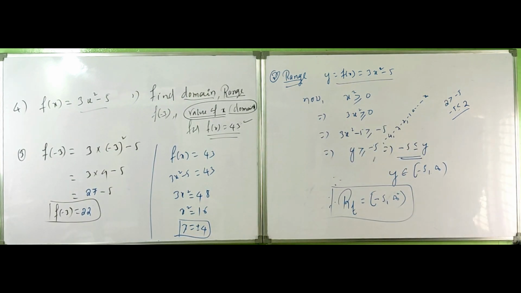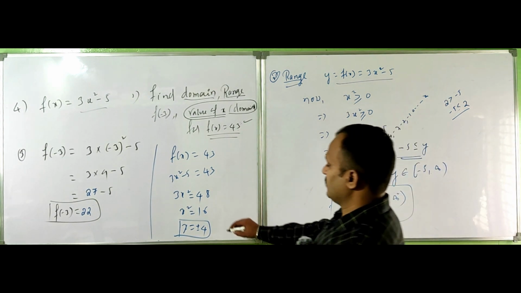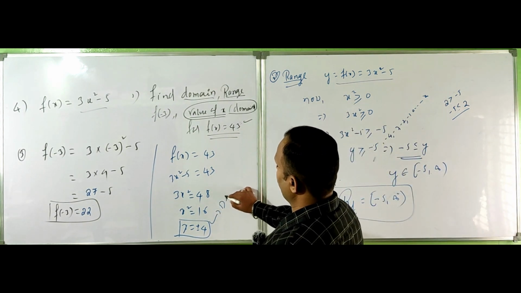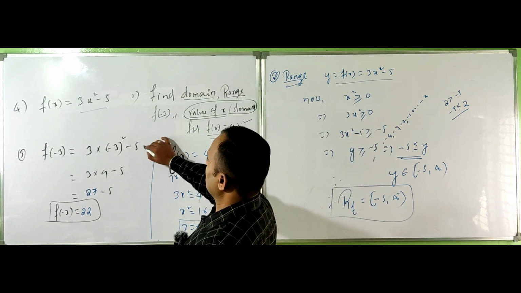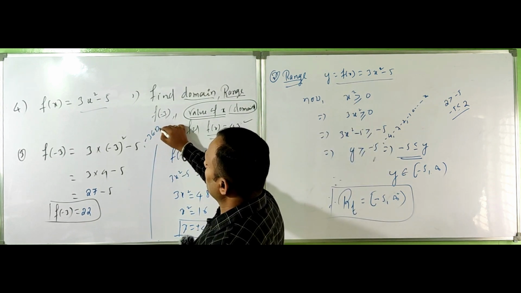x is equal to plus or minus 4, which belongs to the domain of f. And here also you can read minus 3 belongs to the domain of f.